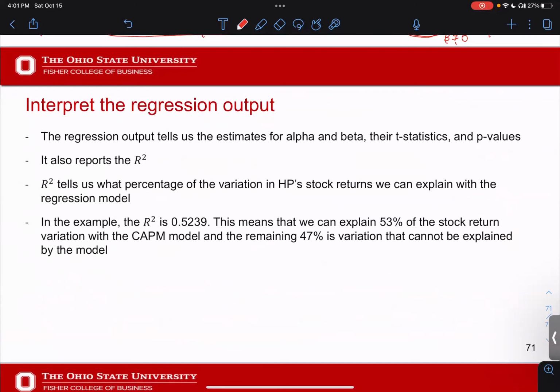And we already interpreted alpha and the t-statistics, which relate to the p-values, so you can just look at the p-values. And R-squared, again, is the percentage of the variation that you can explain using the regression model. It says around 53% of the stock variation is explained by the CAPM model, in other words, by the market portfolio, because in the CAPM model only the market portfolio is explaining everything.